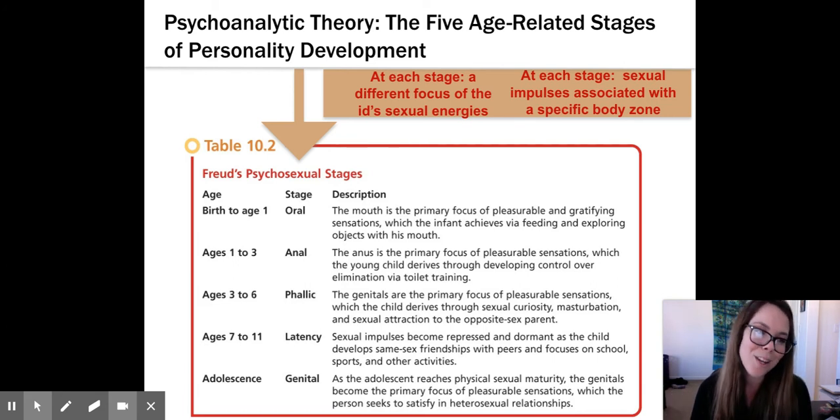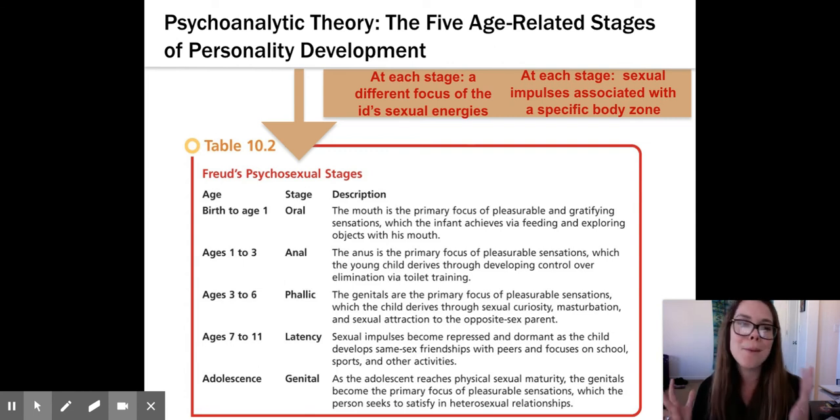And then we have our dear adolescence phase. For all of my teenagers out there, this is high school. This is as adolescence reaches physical sexual maturity, so relationships and sexual urges all come about. And through Freud, that is the main focus during adolescence.